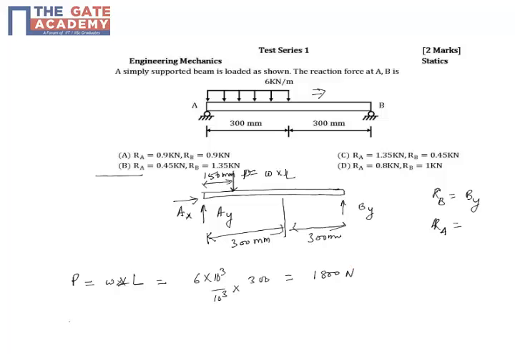Now sigma Fx is 0. Because it's a planar problem, three equations of equilibrium get applied: sigma Fx is 0, sigma Fy is 0, and the moment about any point of your choice is 0. Sigma Fx is 0, you have only the horizontal force Ax, so Ax is 0. Sigma Fy is 0, taking upward force as positive: Ay plus By, and minus 1800 as it is downward, is 0.